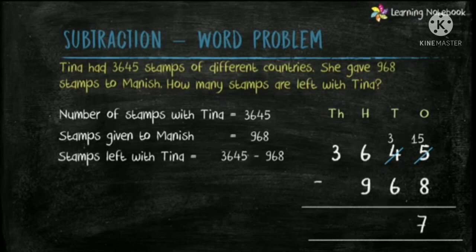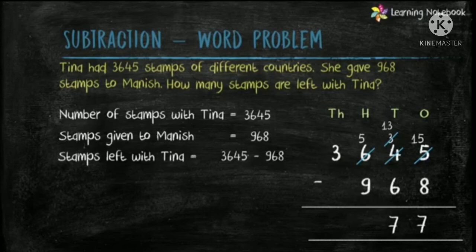Now subtract digits at tens place. But here also 3 is weaker than 6. So 3 takes the help of 6 at hundreds place. Therefore 6 becomes 5 and 3 at tens place becomes 13. 13 minus 6 equals 7.